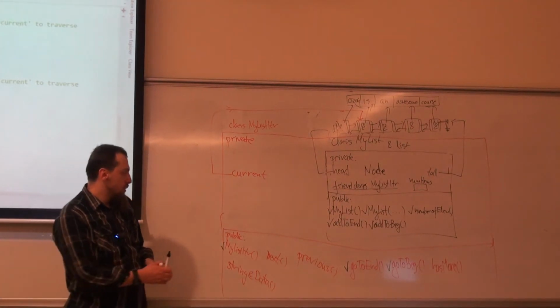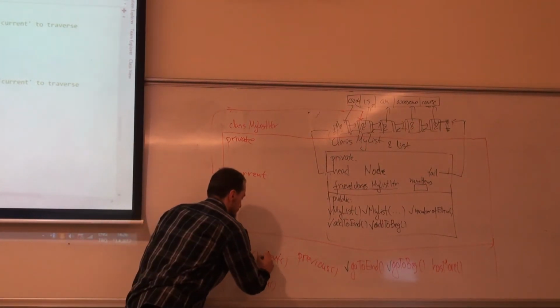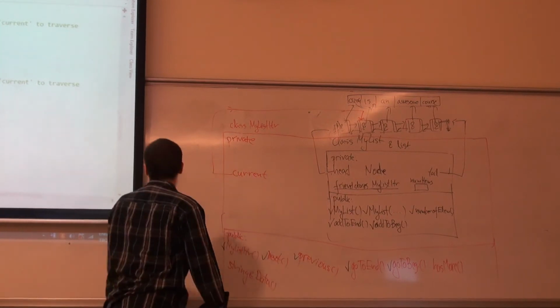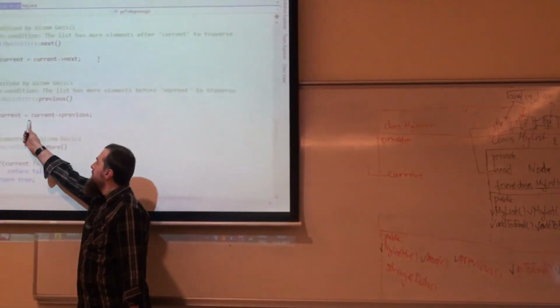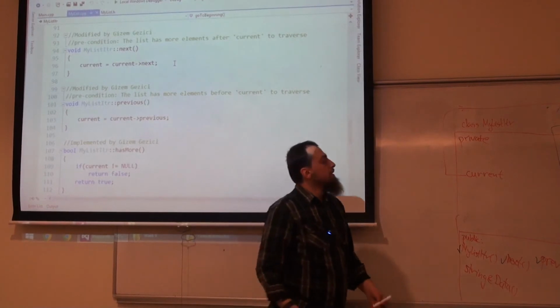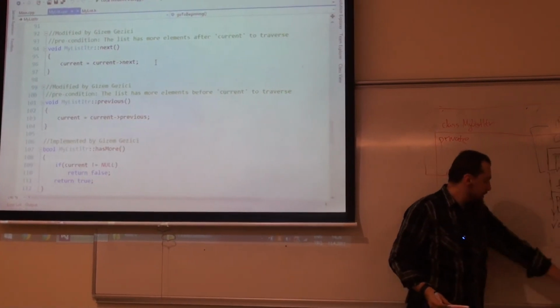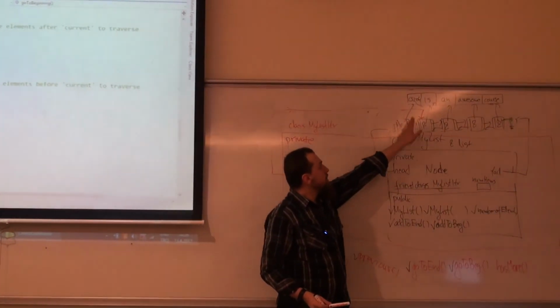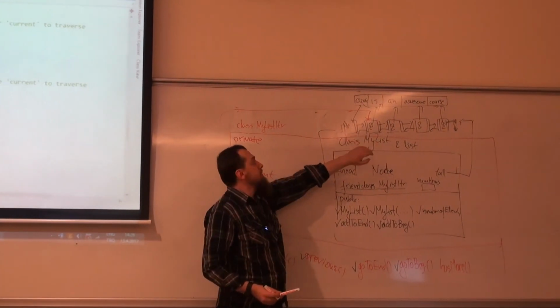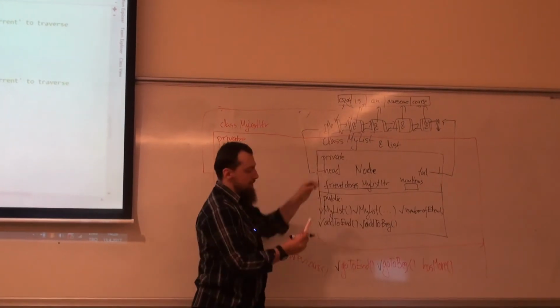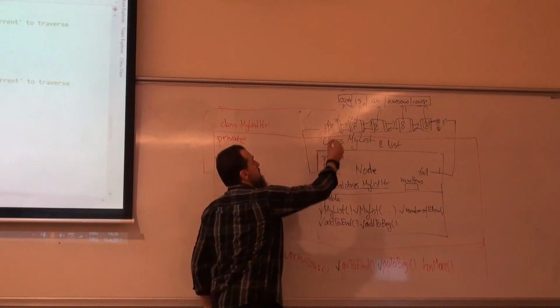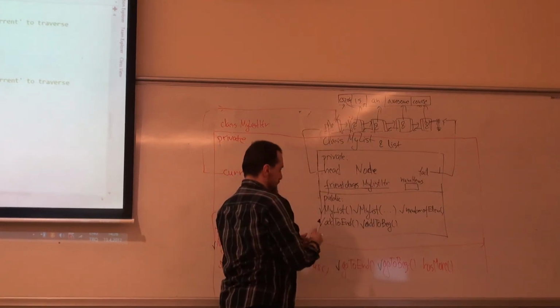All right, so this is about the next, let's say the previous function. Straightforward. Current is equal to current previous. So if we were here, if we call the previous function, then current is pointing to the previous node. Okay? So it's pointing here, basically.